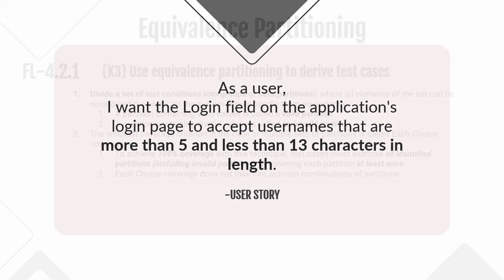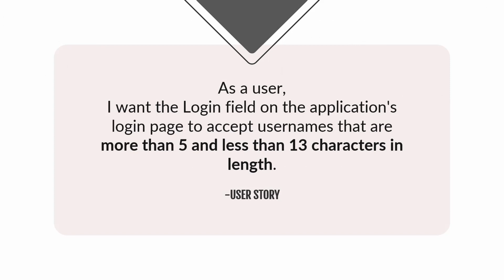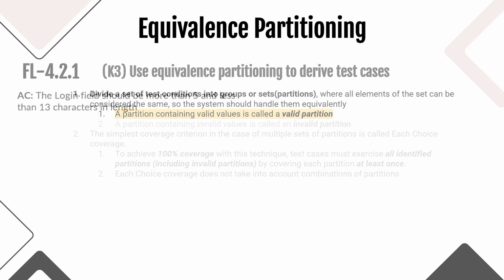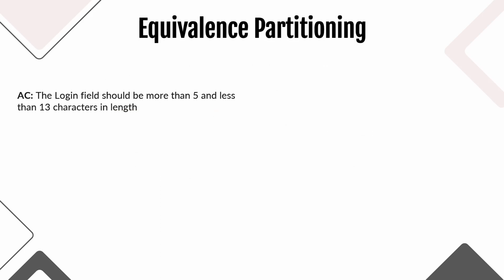Let's say we have such a user story, very simple. As a user, I want the login field on the application's login page to accept usernames that are more than 5 and less than 13 characters in length. Let's move on to the first step of using equivalence partitioning. Divide a set of test conditions into partitions, and you need to start with valid partitions. There is not much information in the user story. All that we know is that the login field should be more than 5 and less than 13 characters in length.